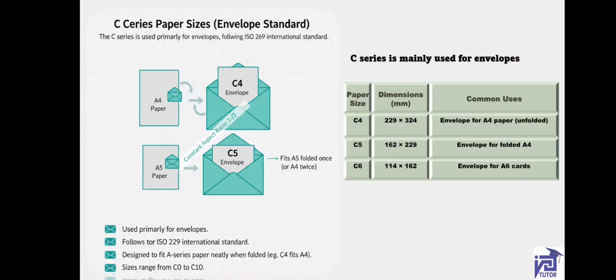So how do we mean? If you want to enclose A paper, for example A4, the envelope that fits A4 paper perfectly is the C4. It's just to maintain a kind of consistency or a standard, whereby there will not be confusion. So if you want to enclose your A3 paper, you know that the envelope you are looking for will be C3, just to make it easier.